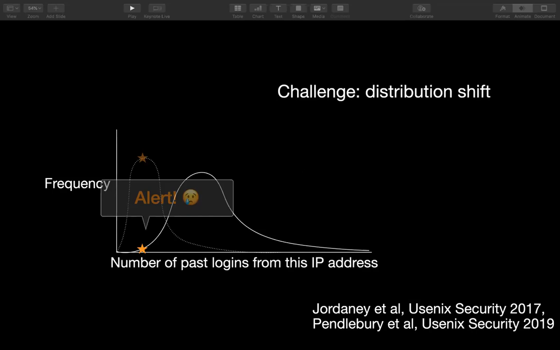I've listed a few papers that I really like in the lower right here. One of these was using a technique called conformal prediction to try to measure when you might be experiencing distribution shift. But I think there might be room for a lot more work here.